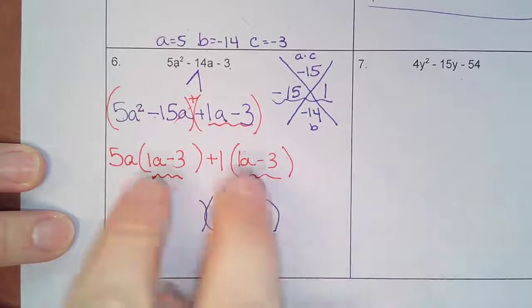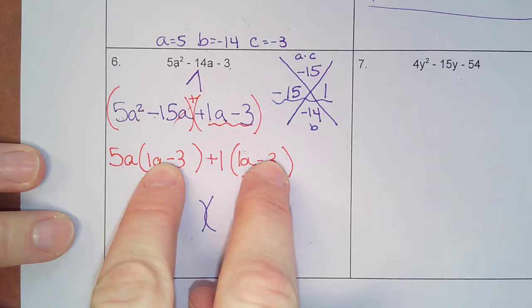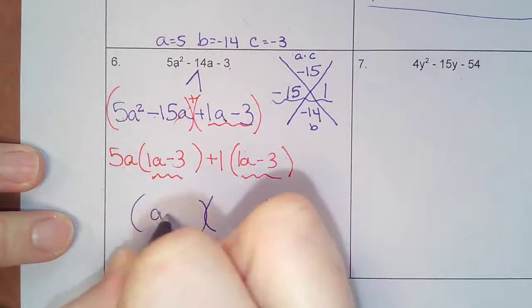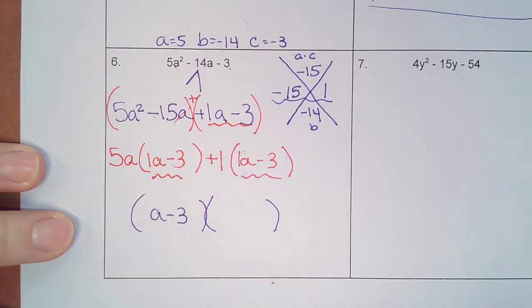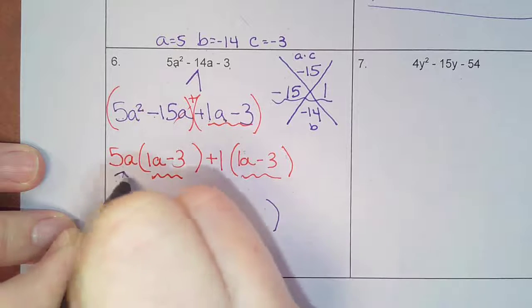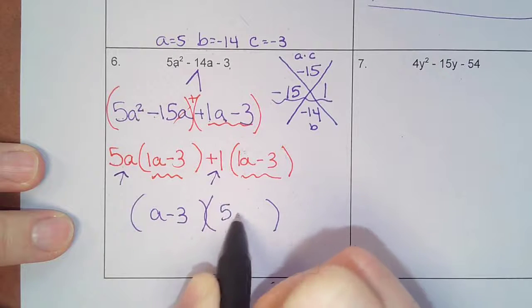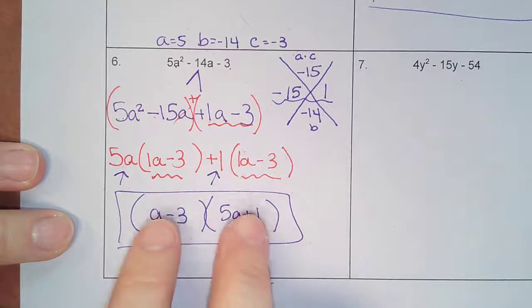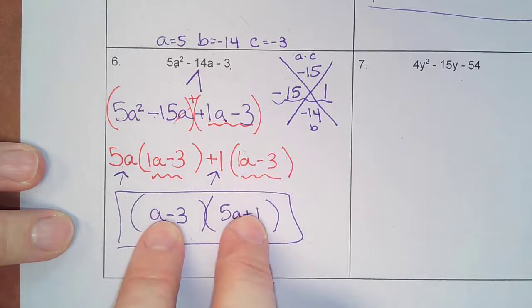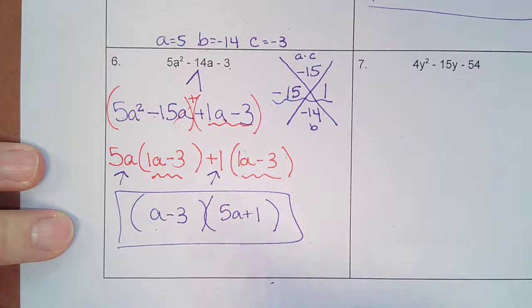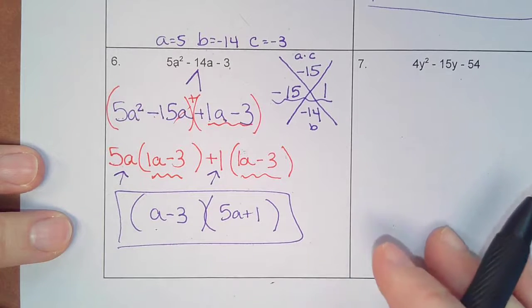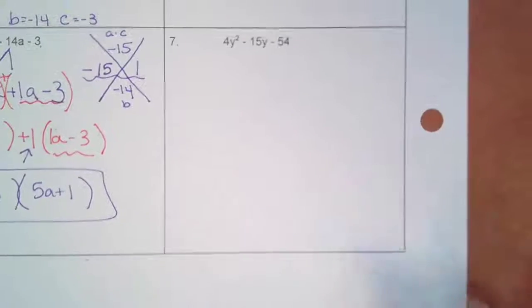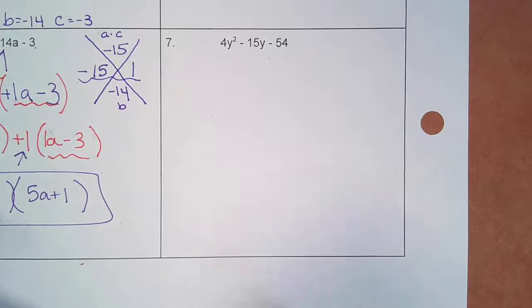Final answer, factor out my GCF, which is a minus 3. I'm left with 5a plus 1. If you don't get two binomials, so two sets of parentheses with two things in each, you did something wrong. Try to go check your steps. If you didn't already, pause the video, try 7 on your own.